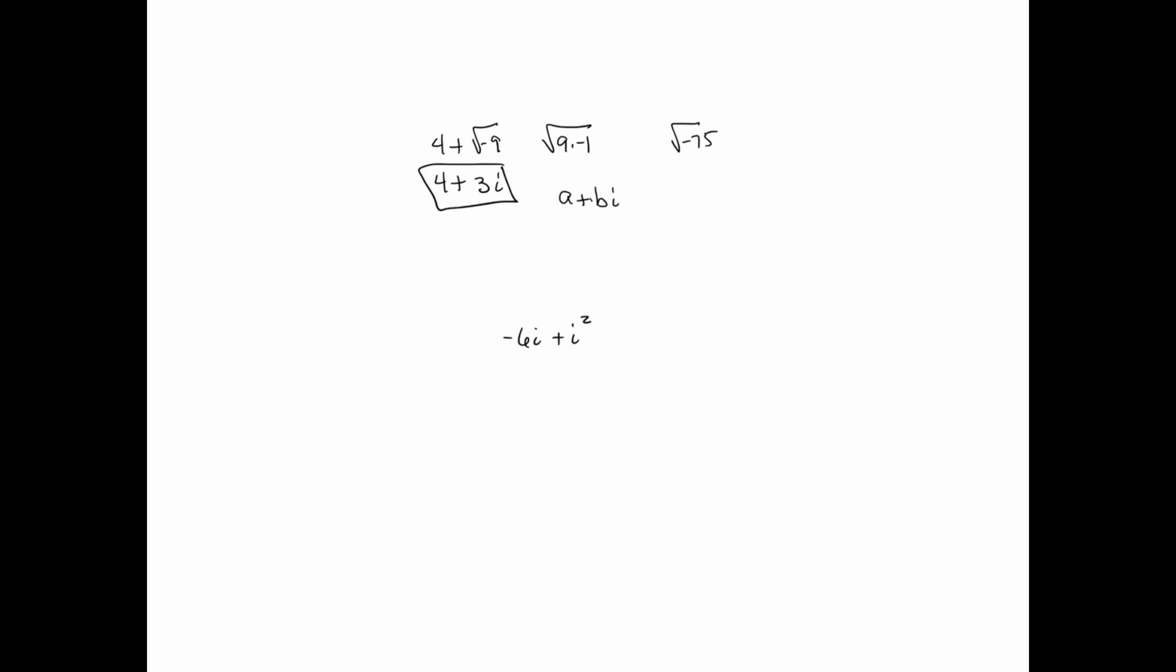So now when we have negative square root of 75, then we're going to rewrite that as the square root of 25, the square root of negative 1, and then 3. So the square root of 25 is 5.